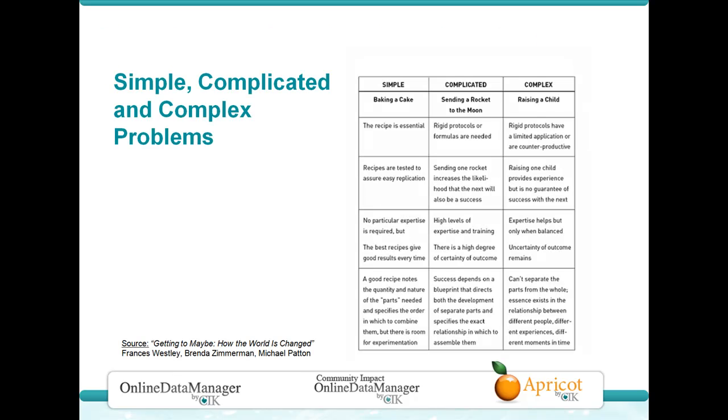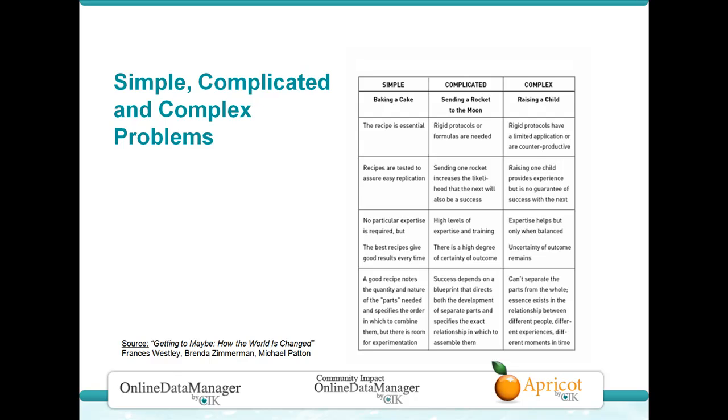So again, there's another wonderful book I recommend called Getting to Maybe: How the World Has Changed. That book, written by Francis Westley, Brenda Zimmerman, and Michael Patton, talks about how there are three kinds of problems: simple, complicated, and complex. In the case of simple problems like baking a cake, simple recipe, follow the recipe, few ingredients, you get a wonderful cake. A complicated problem is like sending a rocket to the moon. Rigid protocols, but it's still a large recipe. Just has a lot more ingredients, a lot more steps, but if you follow them all, you will get to the moon.